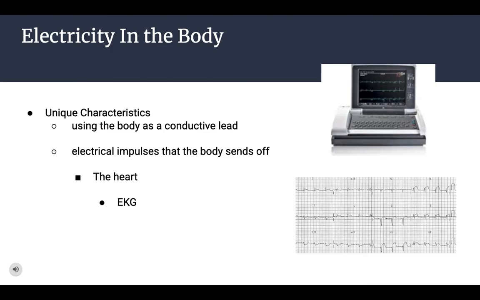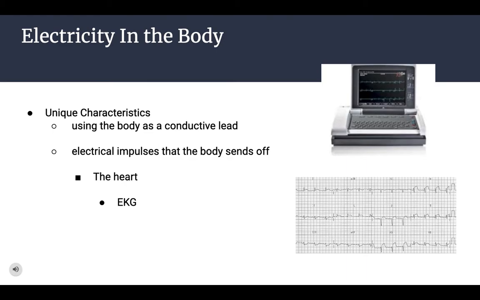If you take a look to the right at the top, I have a picture of what an EKG machine looks like. Usually, this is something that your PCP will do to you just to make sure your heart is okay and that your heart rhythm is okay if you're over the age of 50. Down below, I actually have a picture of what the printout of an EKG would look like.